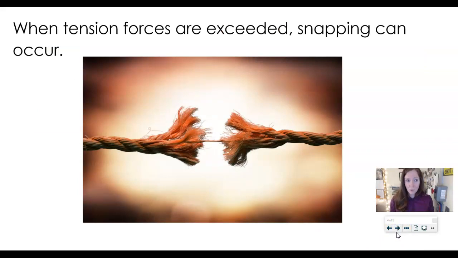So the problem is when tension forces are exceeded, snapping can occur. And that can occur, of course, in your backpack strap. It can occur if you're stretching a rubber band. If I were to take my ruler here, this one is a kind of a flexi ruler, but when I bend it, I'm putting the top part of this ruler under tension. If I continued and continued to do it, it could snap. So we don't want that to occur. We want to try to reduce the chances that the bridge is going to snap under tension.